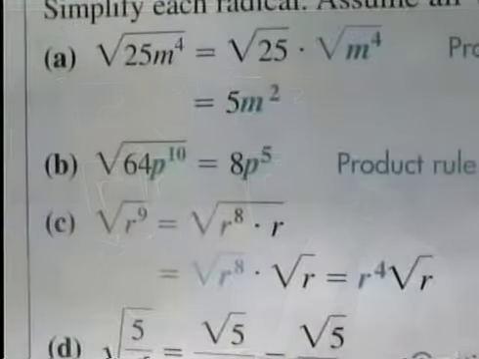Okay, back to the document cam. In the problem right above it, the square root of 25m to the 4th, you see where that's coming out 5m squared. I hope that looks okay.